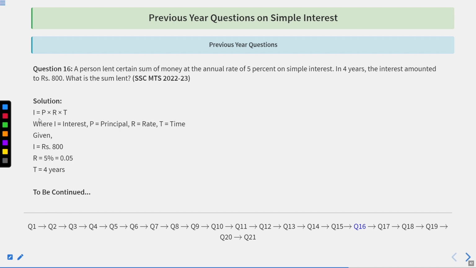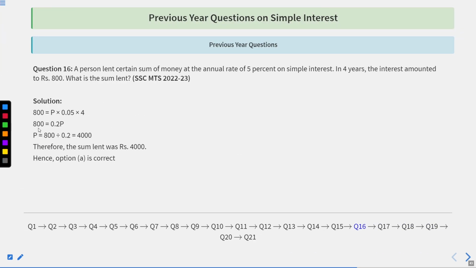So the solution: interest is equal to principal into rate into time, where I is interest, P is principal, R is rate, and T is time. And in this question, I is given to be 800 rupees and R is given to be 0.05 and time is 4 years.